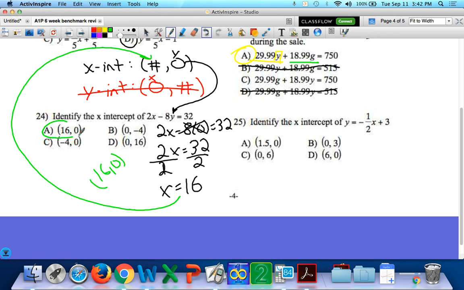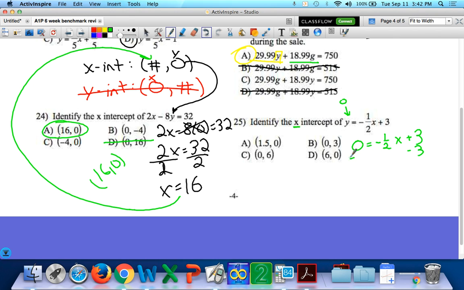And look at Mr. Sorrell being a jerk. If you didn't know what an x-intercept looked like, but you could find 16, you were going to get it wrong. 25, same song, second verse. We're looking for an x-intercept, which means I plug in a 0 for my y. I get 0 equals -1/2 x plus 3, and I want to solve this.